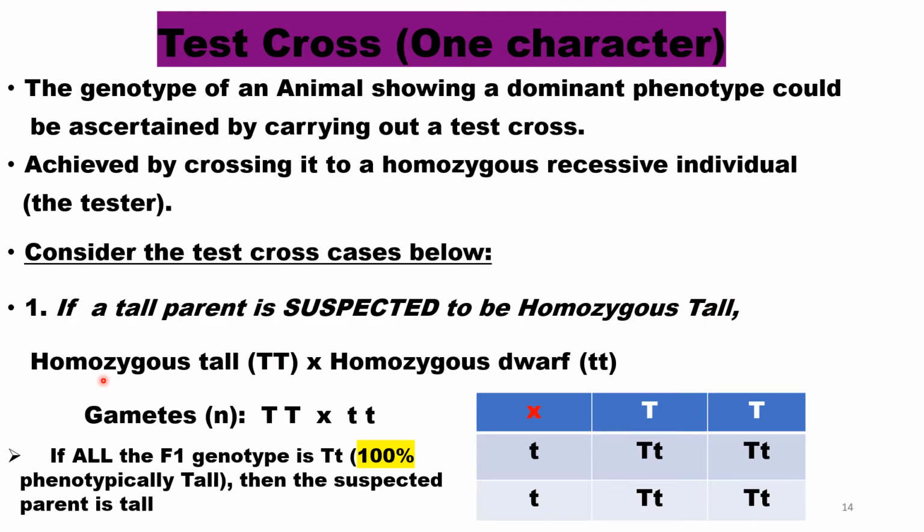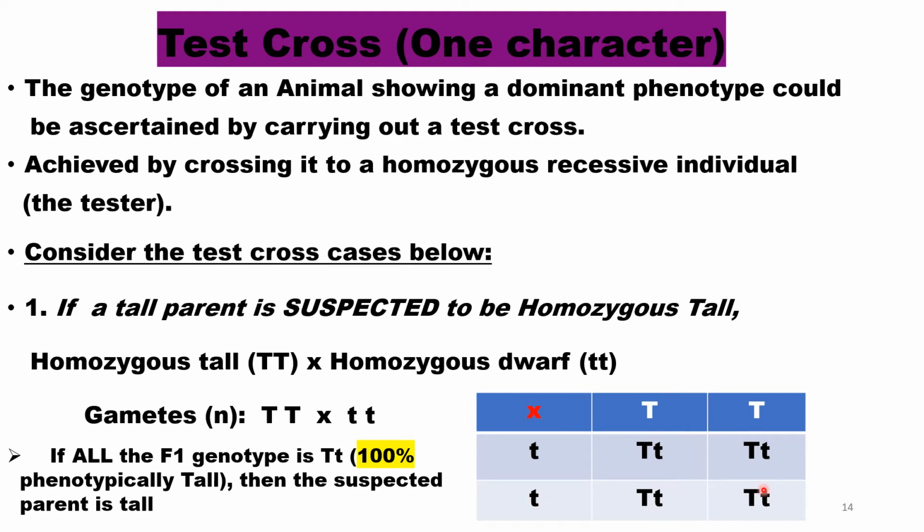So, if it is homozygous tall, it will carry the genotype capital T, and the tester, which is recessive, will be a short plant, small t. So the gametes that are produced from these 2 parents will be this and this. So if we take this into this square here, you see that when we cross these 2, we get this. We cross this, we get this. When we cross this, we get this. And when we cross this, we get this.